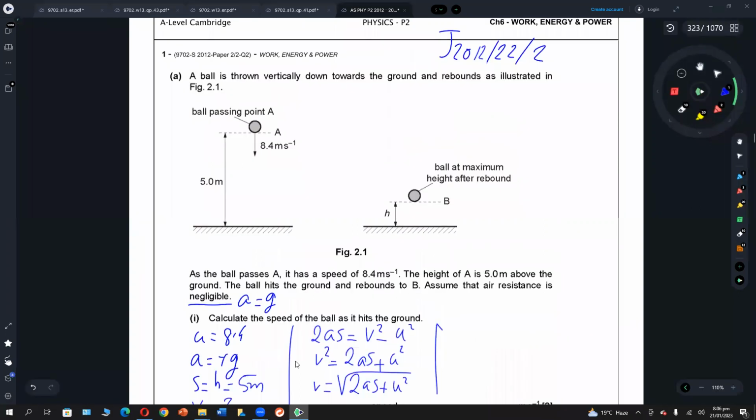This is June 2012, paper 22, question number 2.